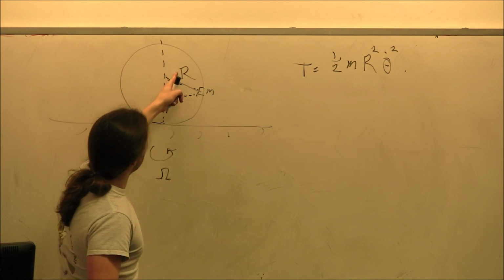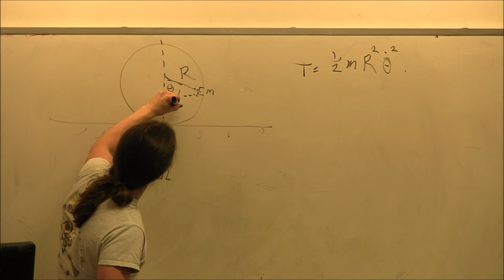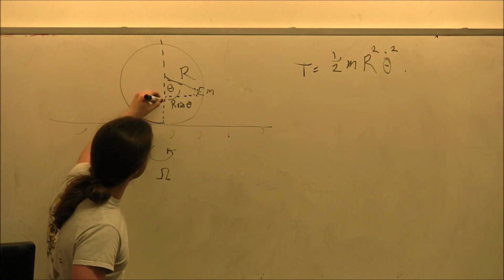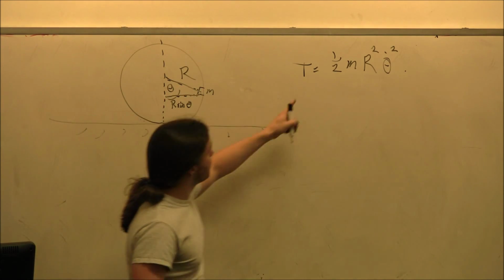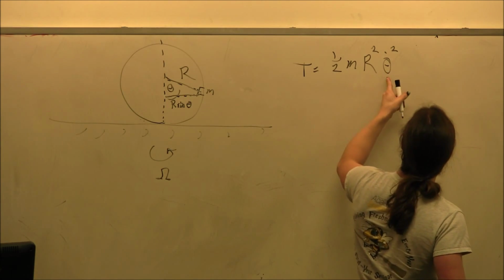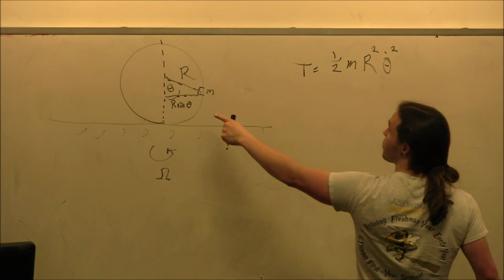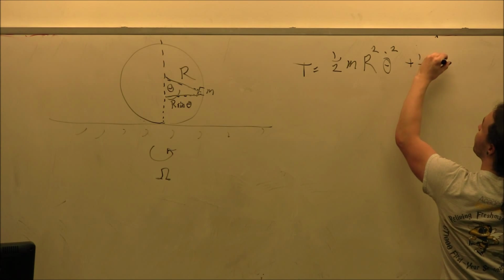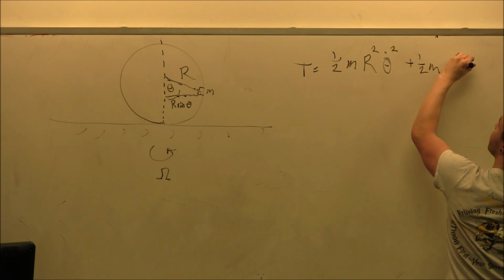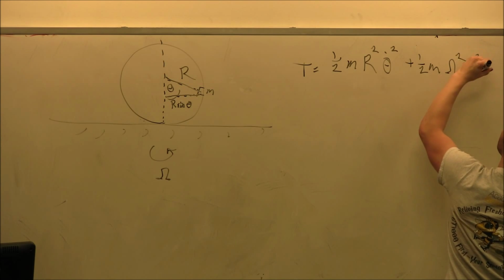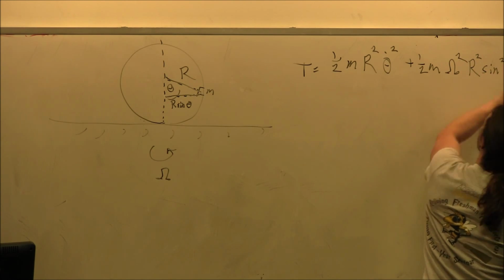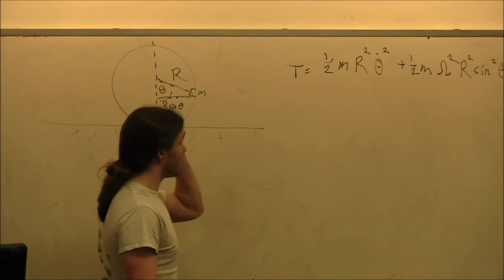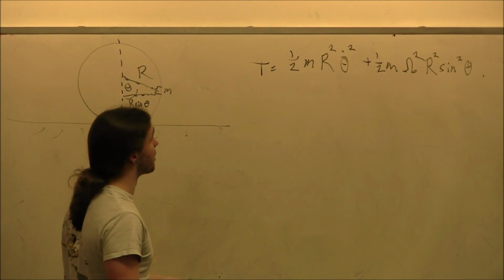That distance is going to be r sine theta. So it's the same exact formula as this: 1/2 m r dot squared, or r squared theta dot squared. We also have to take into account this distance. So now it's 1/2 m omega squared r squared sine squared theta. All right, so that's our kinetic energy. God help me, I hope it's right.